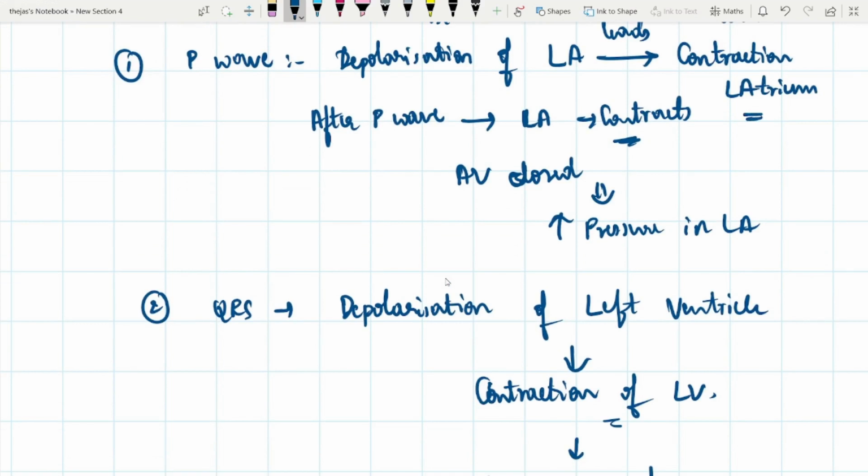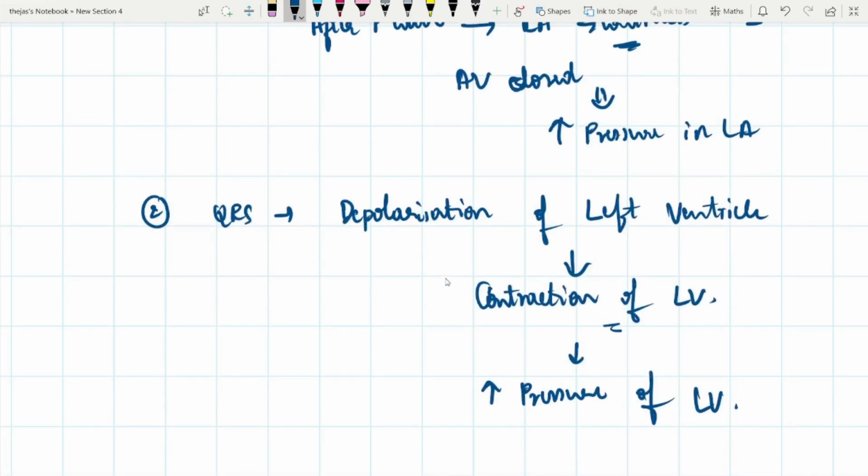left atrium, there is an isovolumetric contraction. Like the atrium pushes extra so that the AV valve opens. So after contraction, there is opening of the AV valve, and then there is flowing of blood from atrium to ventricle, and again left ventricular depolarization and left ventricular contraction. This is the usual thing you also know.